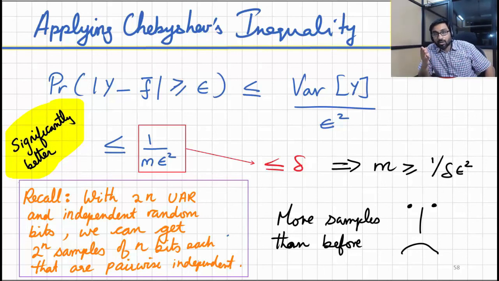So that's just one of many reasons why we go through all this rigmarole to ensure that the number of truly random bits is as small as possible. So with that, we conclude this lecture.